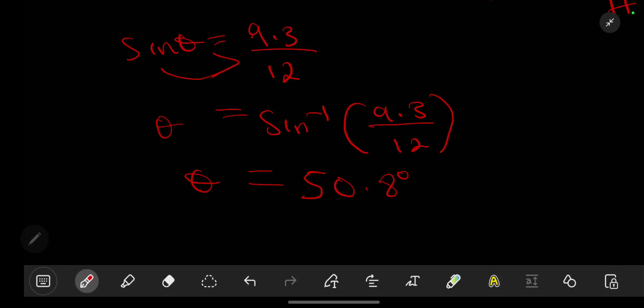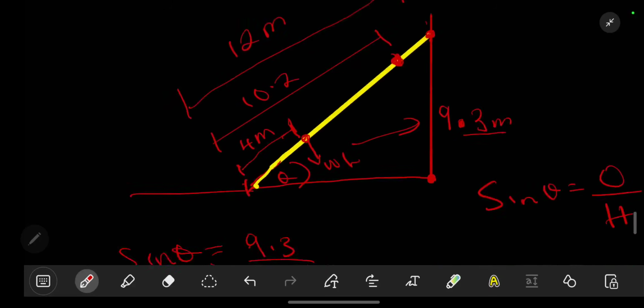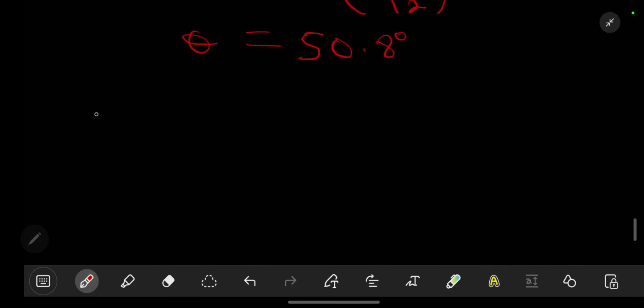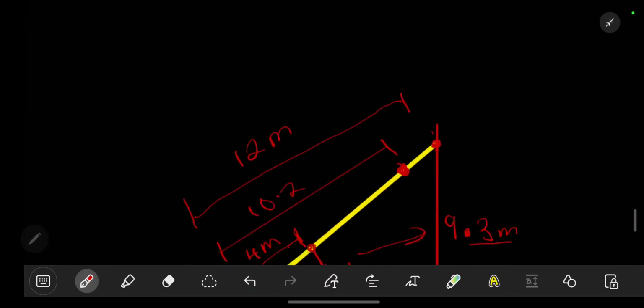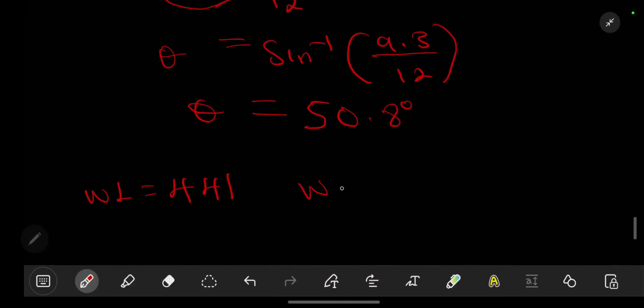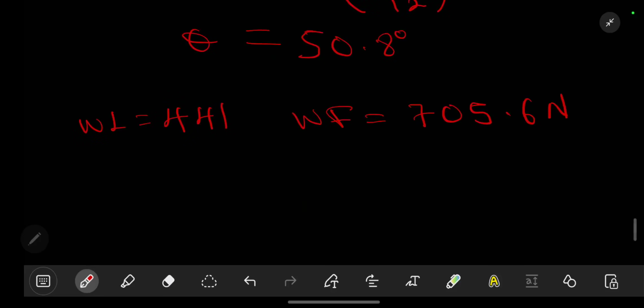So if that's the case, let's deal with the summation of forces in the x. Remember what we found, the weight of the ladder was 441 newtons. The weight of the firefighter, we found it to be 705.6 newtons. So this is what we have.